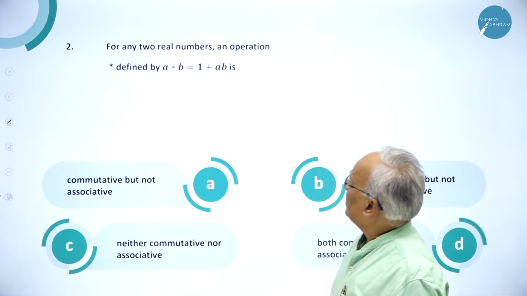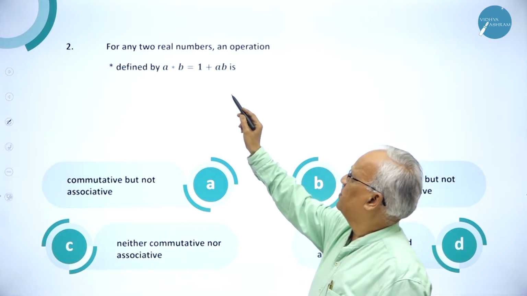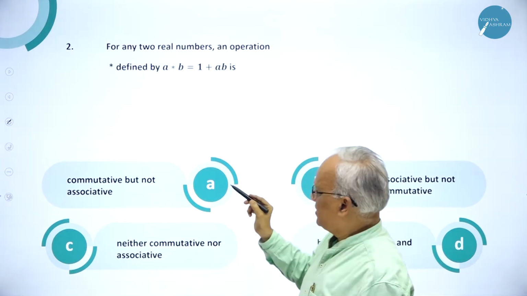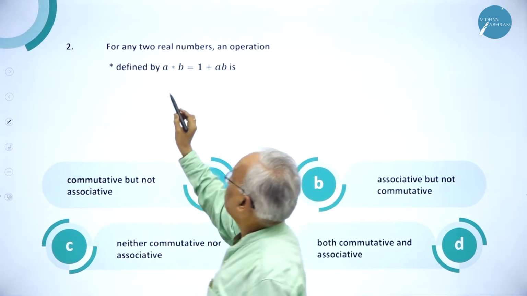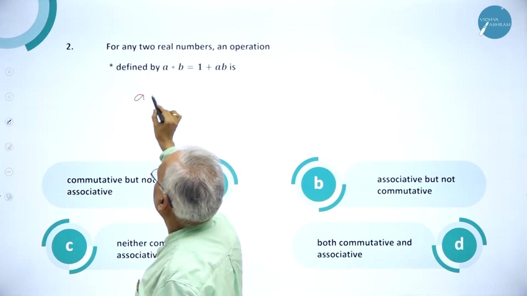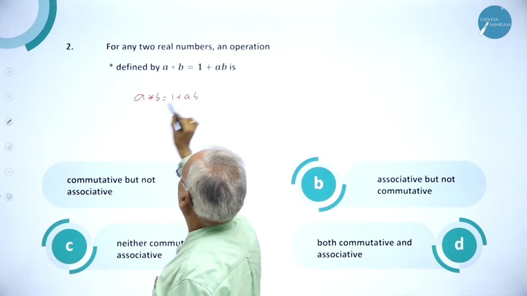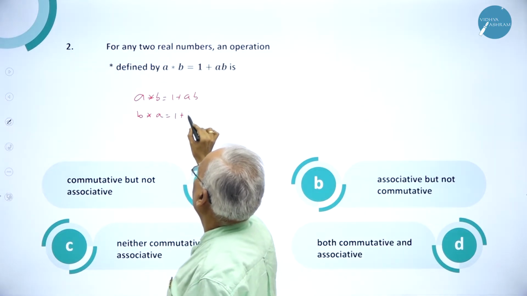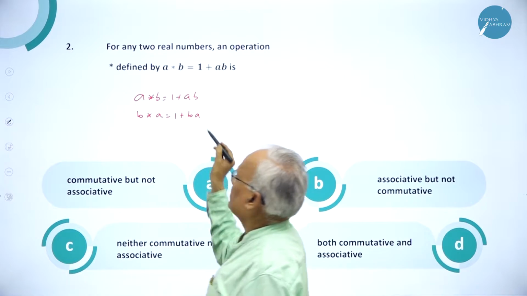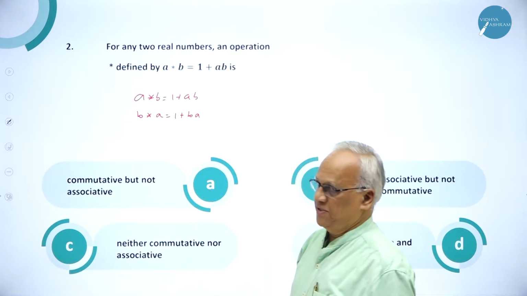For any two real numbers, an operation star is defined by A star B equal to 1 plus AB. See, commutativity, associative, that property is asked. So you know very well A star B equal to 1 plus AB, and for the commutative property, for B star A you need to take 1 plus B into A. AB is the same as BA, therefore A star B is B star A, it is commutative.